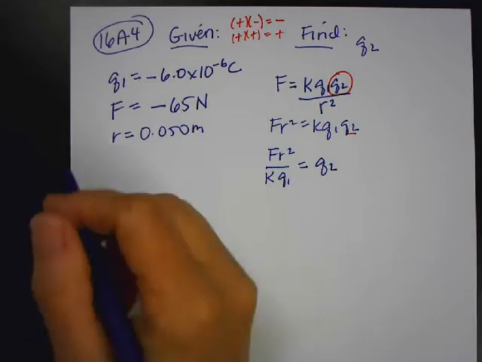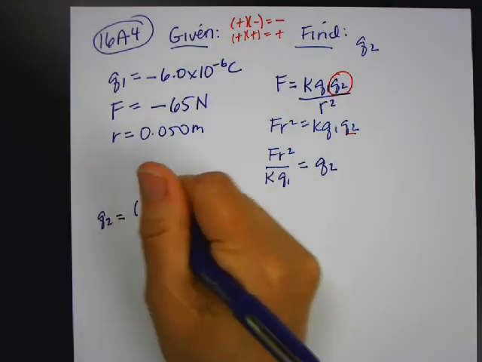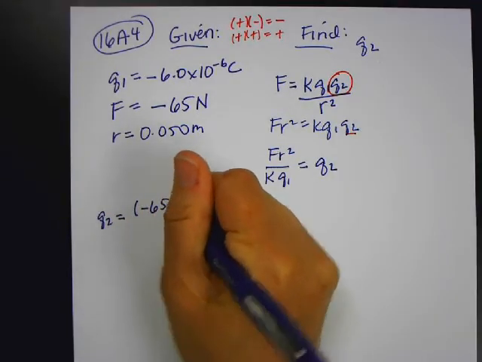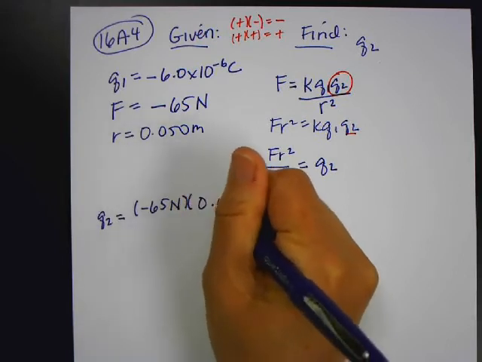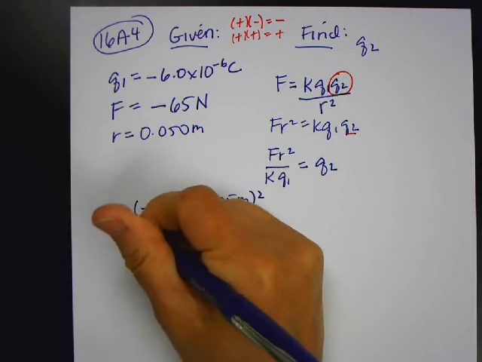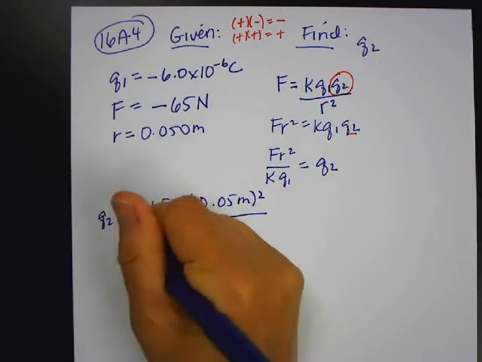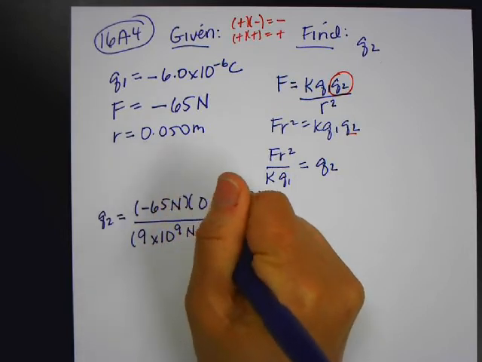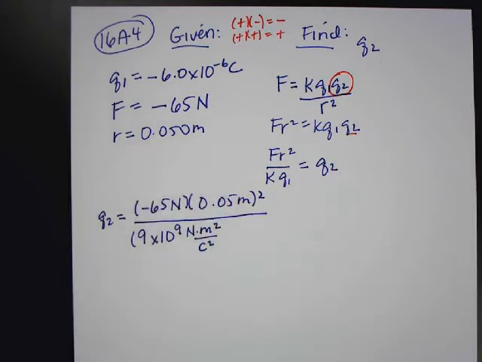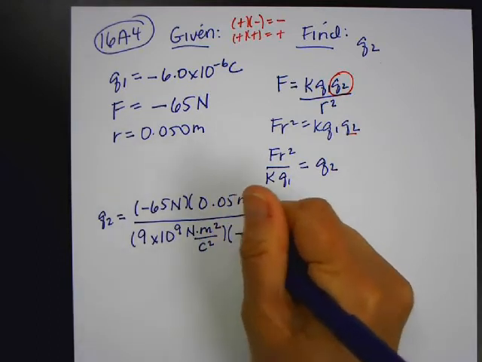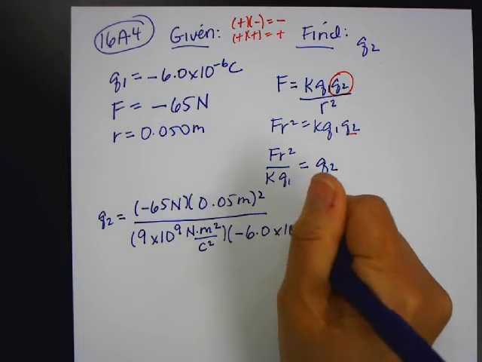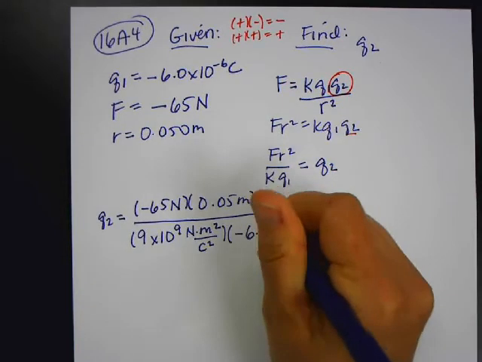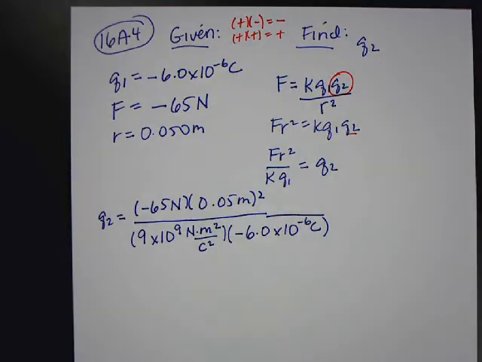Now I'm going to substitute in my values. So Q2 is equal to 65 newtons times 0.05 meters squared, divided by my constant, which is 9 times 10 to the 9 newton meter squared per coulomb squared, which is on your equation sheet, times negative 6.0 times 10 to the negative 6 coulombs. So those are my values. Now before I start plugging numbers in my calculator, I'm going to carry my units through to check my work.